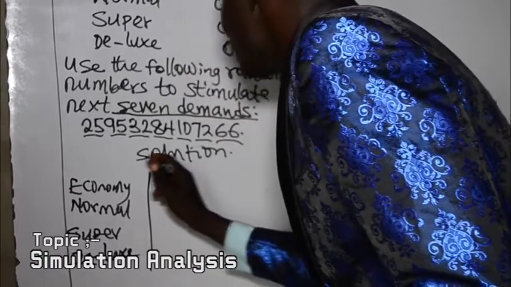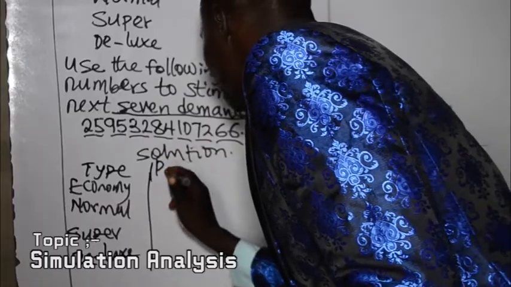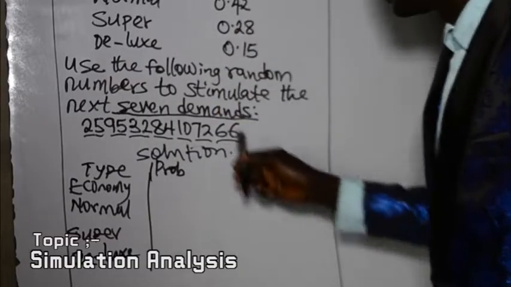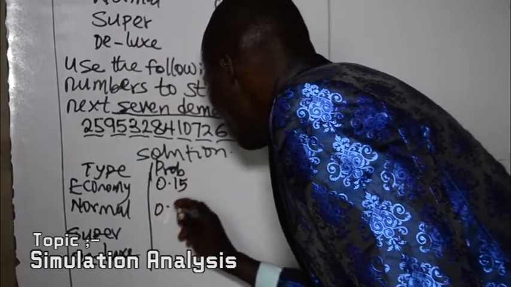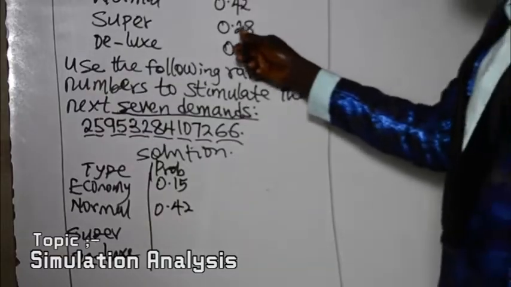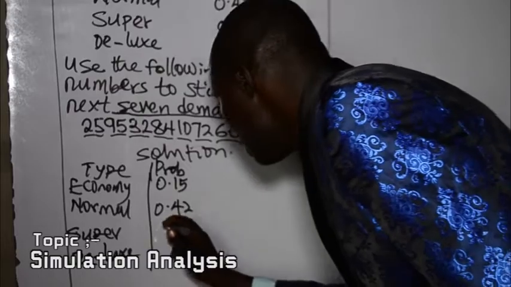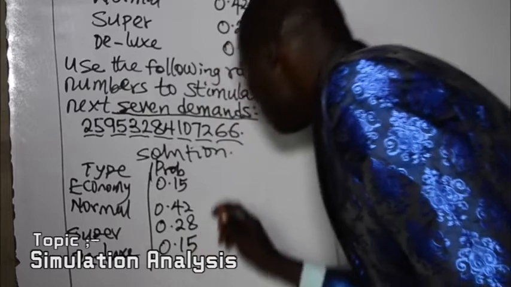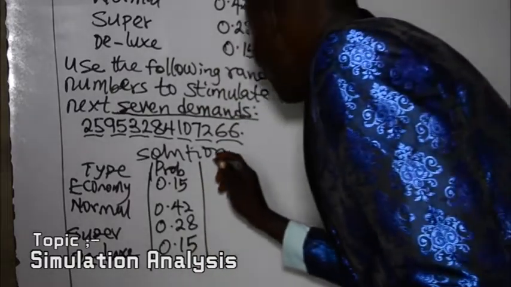And to each of these, a probability was assigned. The probability assigned to economy is 0.15, and that of normal is 0.42. Then for super, we have 0.28, and for deluxe, we have 0.15. The next thing is to determine the cumulative probability.